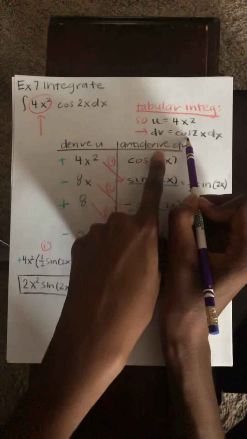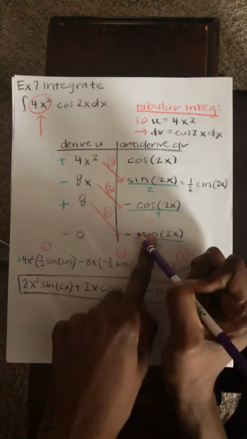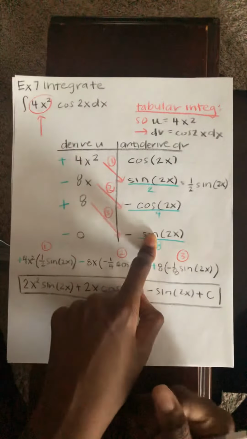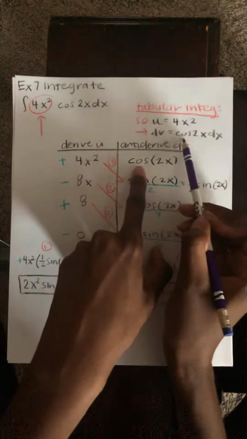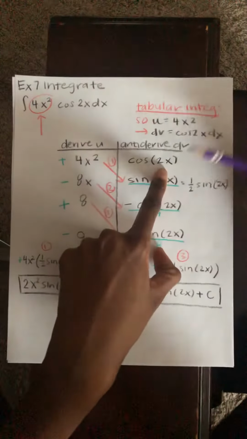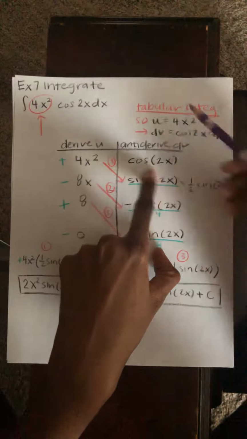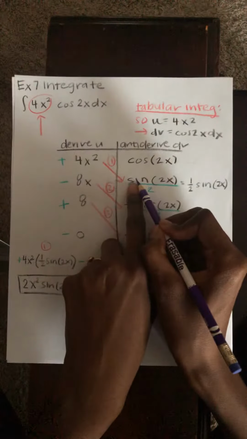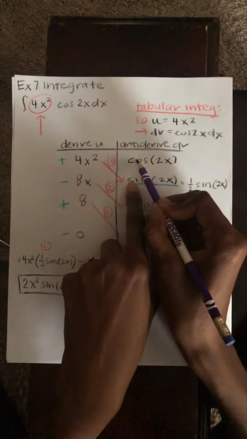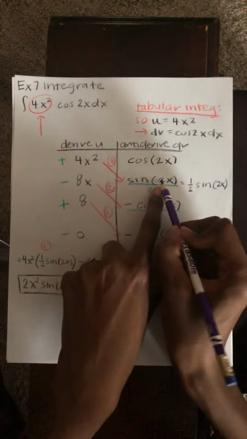and we take the antiderivatives of dv until we line up with the number of derivatives that we have for our u, okay? So we start off with our cosine 2x. And now remember, whenever you're doing the integral or the antiderivative, it's best to work backwards, okay? So we know that the derivative of sine is cosine. So that's why I wrote sine of 2x.